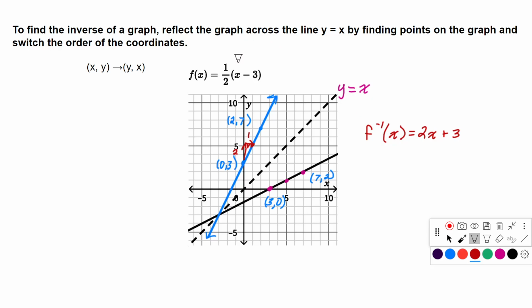So while my original function gave me my x-intercept, my inverse function gives me my y-intercept. So what was the x-intercept of my original function has become the y-intercept of my inverse function. And we did this just because we switched the x and y values of some points to get our graph.